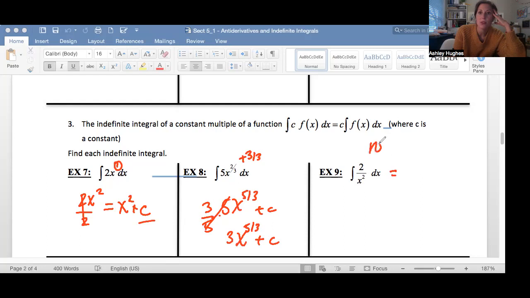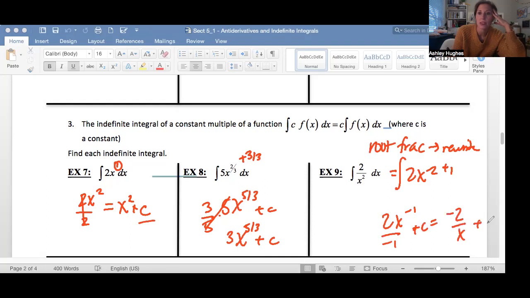If you have a root or a fraction, you rewrite it just like when we were taking the derivative. So this is 2x to the -2, add 1, so 2x to the -1 divided by -1. So we get -2 over x plus c.